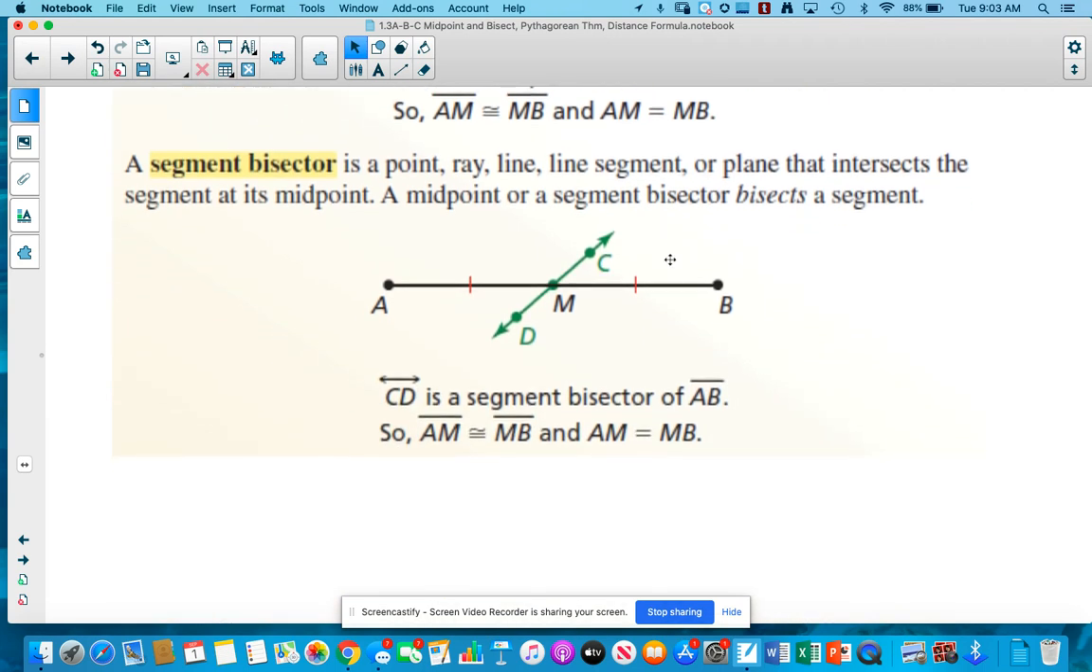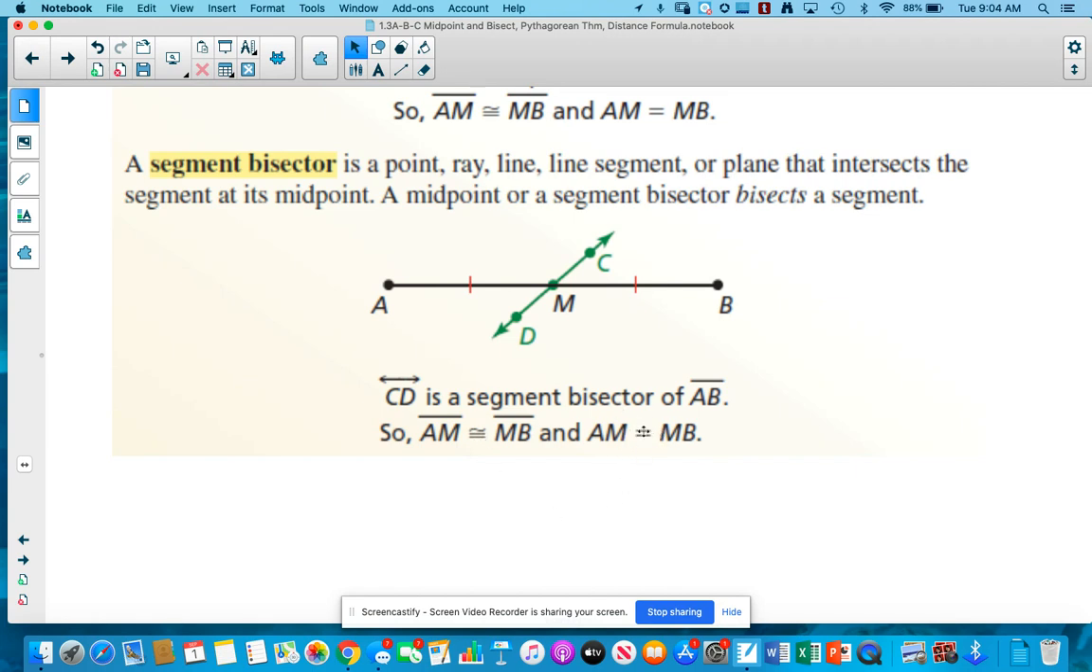All right, let's talk about segment bisector. A segment bisector is a point, ray, line, segment, or plane that intersects the segment at its midpoint. A midpoint or a segment bisector bisects a segment. So it is saying line CD is a segment bisector of AB, meaning it splits AB into two equal parts, meaning AM and MB are equal to each other. And notice we show equality by these tick marks. So AM is congruent to MB and AM is equal to MB.